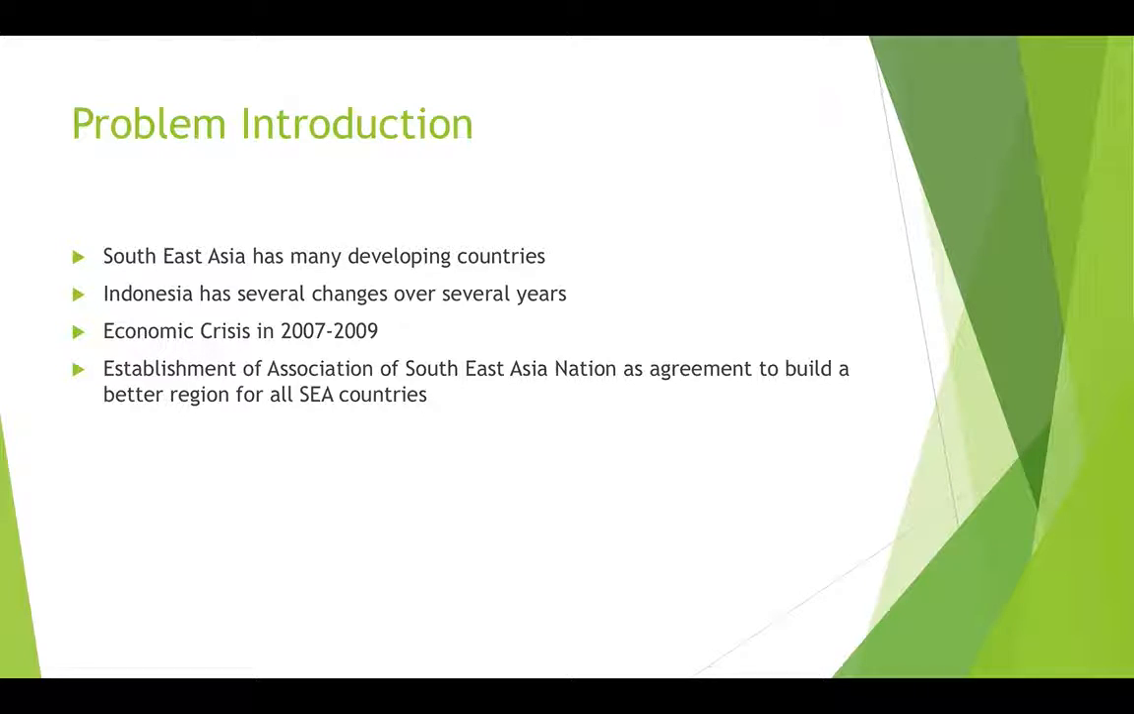such as the change of regime, international debt, and also corruption. There was also a global economic crisis from 2007 until 2009. It had a lot of impact on Southeast Asian countries as developing countries. But there is the Association of Southeast Asian Nations, which is actually an agreement to build a better region for all Southeast Asian countries.